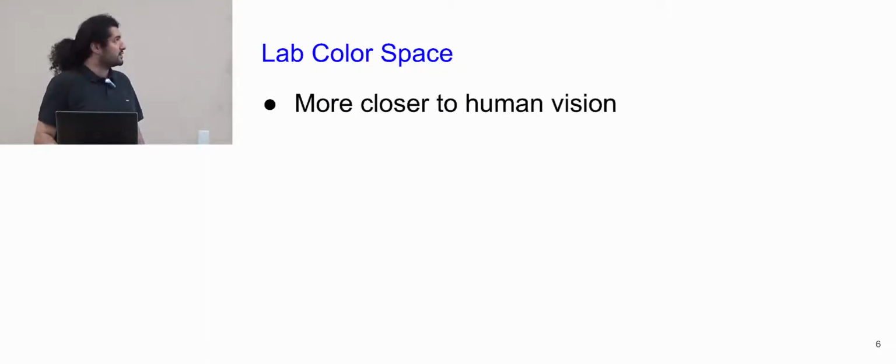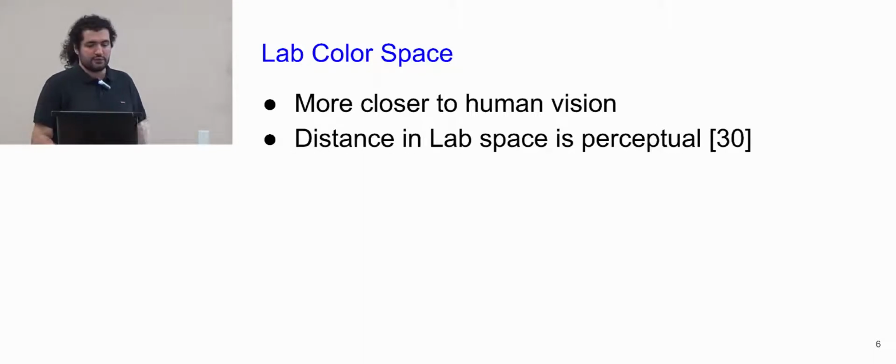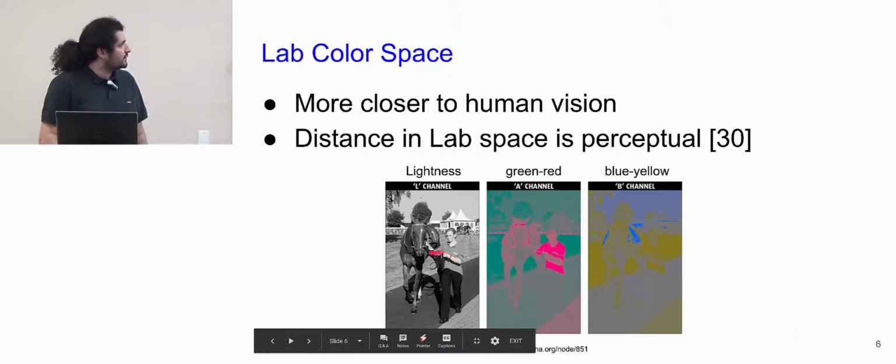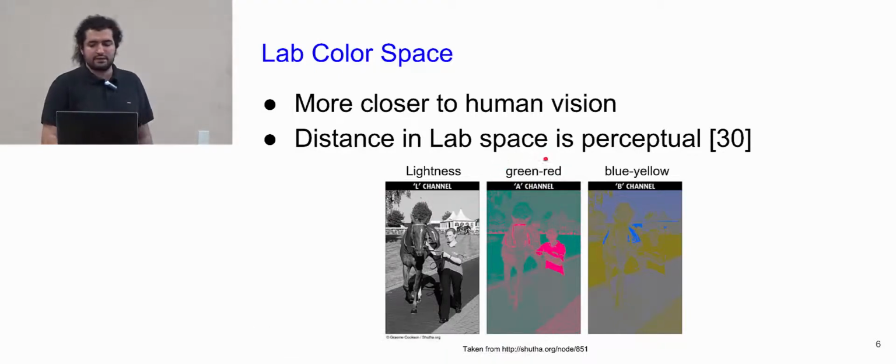Instead of using the RGB space, they use the Lab color space because they said it's closer to human vision. Also, distance in the Lab space is more like a perceptual distance. This is an example of Lab color space. This is the lightness channel, which is like a grayscale image. This is the A channel, which represents green and red colors. And this is the B channel, which only contains blue and yellow. The L channel is given to the network as an input, and the network tries to predict A and B.